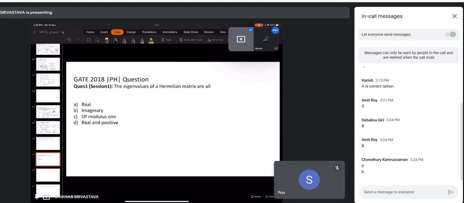Now this question is very straightforward for physics people, because in quantum mechanics you already studied what the eigenvalues of a Hermitian matrix are. Most of you understand that since they represent some physical quantity, and a physical quantity cannot be imaginary, the eigenvalues of a Hermitian matrix are always real, because they represent physical quantities. How to prove this?